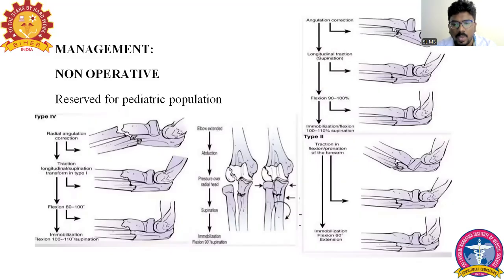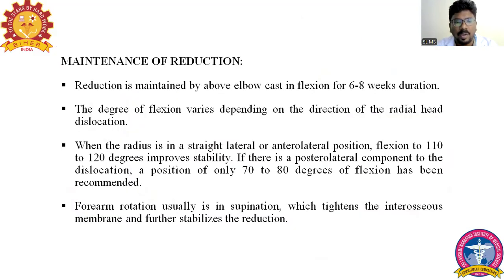So these are the various methods. In type 2, we go with traction, flexion, and pronation of the forearm. Why? Because there is a posterior dislocation of the radial head. Posterior dislocation will automatically get corrected in pronation of the forearm. So here we immobilize with flexion of 60 degree. How will you maintain the reduction? Reduction is maintained by an above elbow cast in flexion for 6 to 8 weeks. The degree of flexion varies depending on the direction of the radial dislocation.